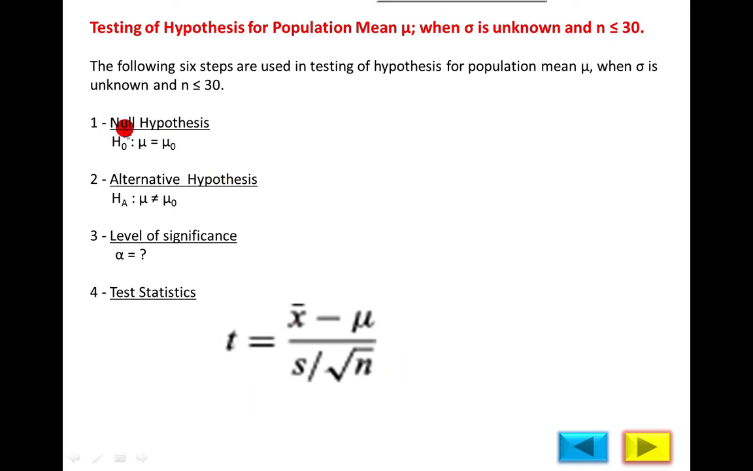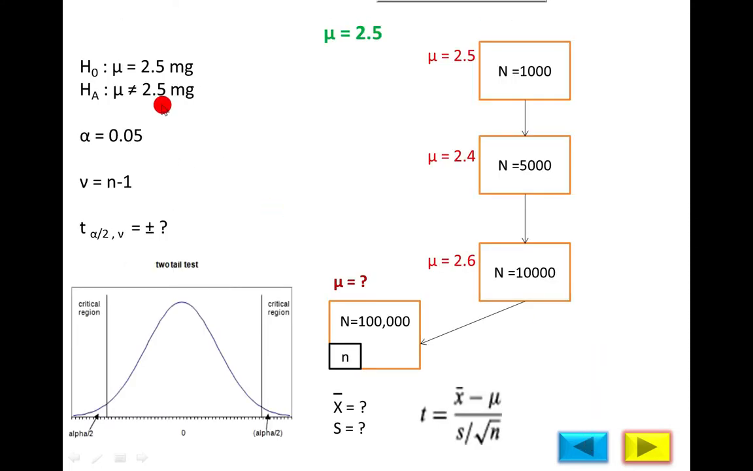So first step, null hypothesis. In a numerical, we will use the notation H naught, the null hypothesis, colon mu is equal to mu naught. In general, we write mu naught, but according to the data or value, we will write the value here. Same as this example, the value is 2.5.